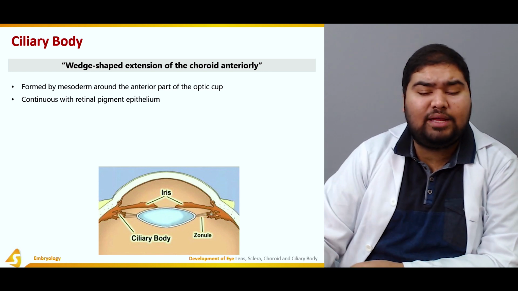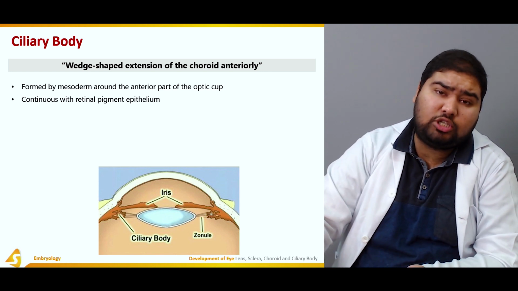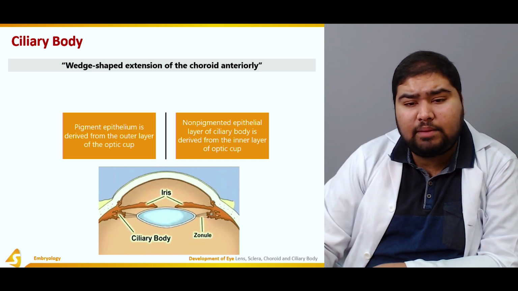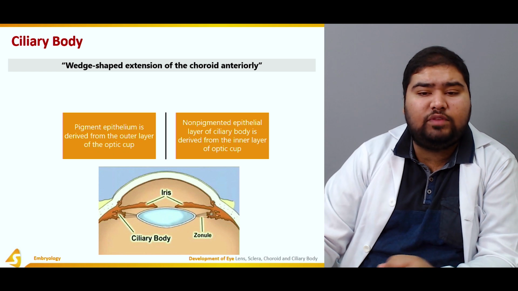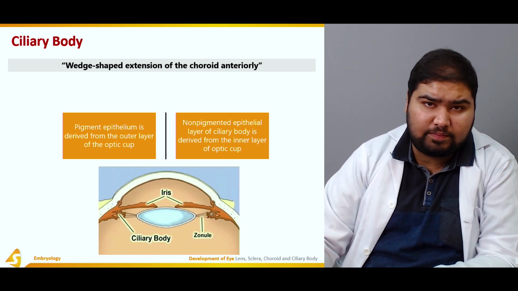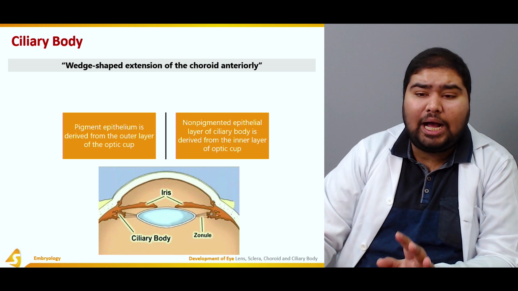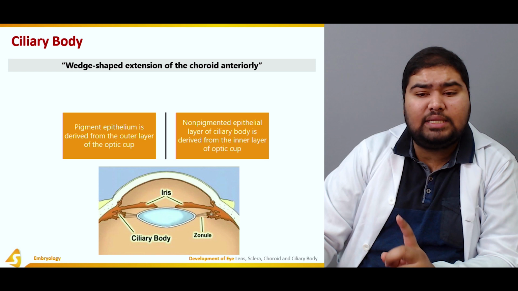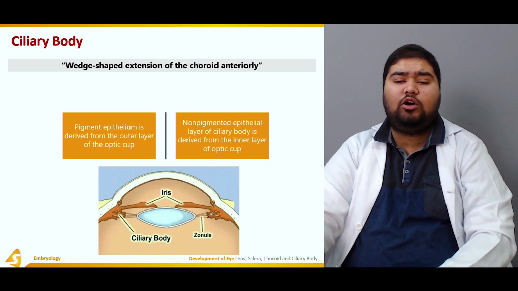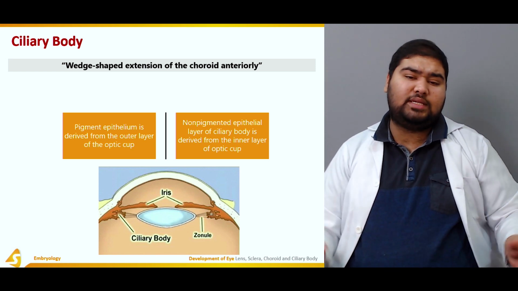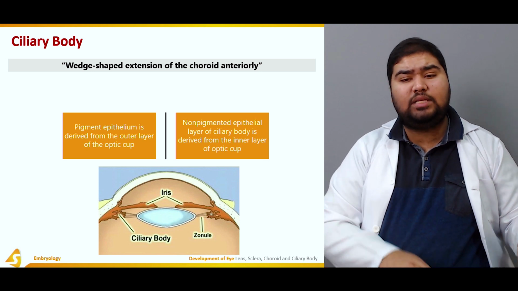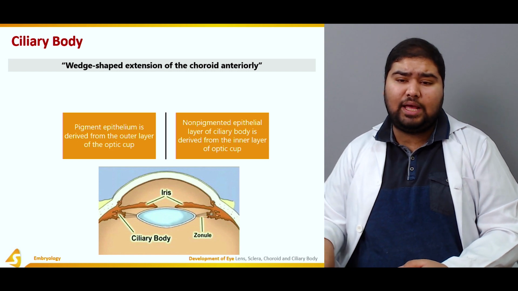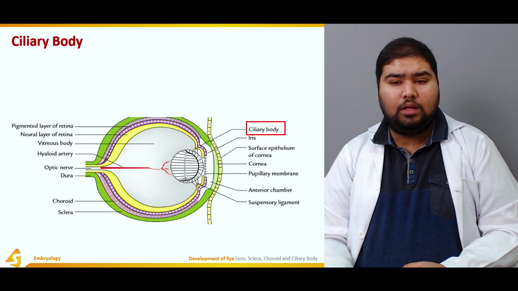It is also continuous with the retinal pigment epithelium. Now the pigment epithelium is derived from the outer layer of the optic cup. We know that already. However, the non-pigment epithelium layer of the ciliary body is derived from the inner layer of the optic cup. So this is what happens: the pigment epithelium is derived from the outer layer of the optic cup, and the non-pigment layer from the inner layer of the optic cup.